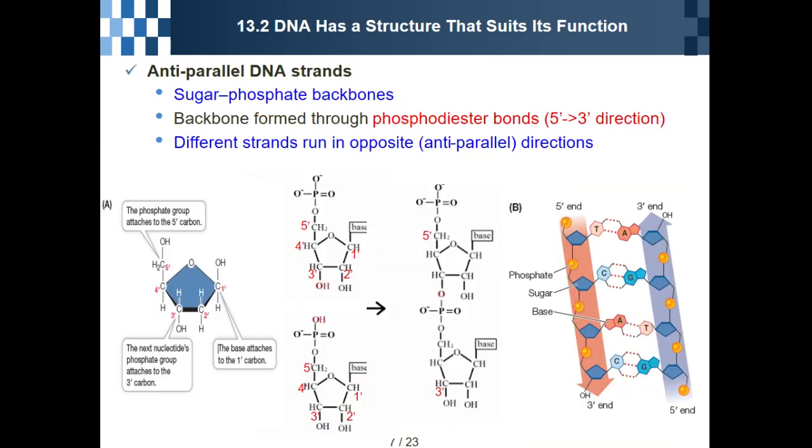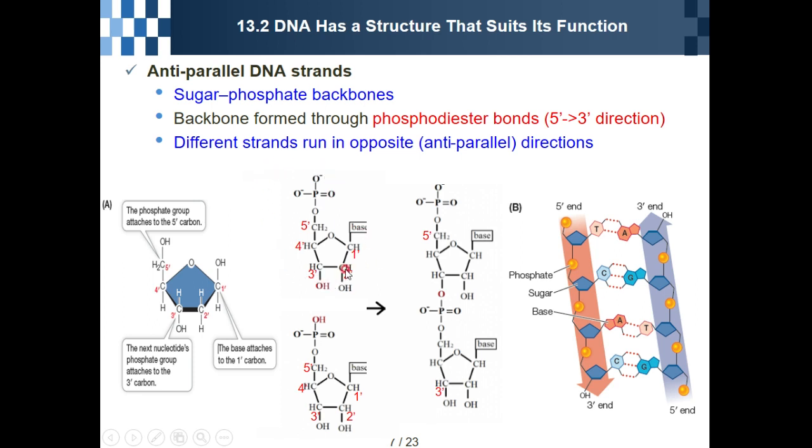Okay, so DNA is antiparallel strands. Let me start from the basic structure. DNA has this basic unit. They have sugar. This is sugar. But at their second carbon, they don't have OH. That's why this is deoxyribose. They have deoxyribose, and also they have a phosphate at the fifth carbon. They have a phosphate like this.